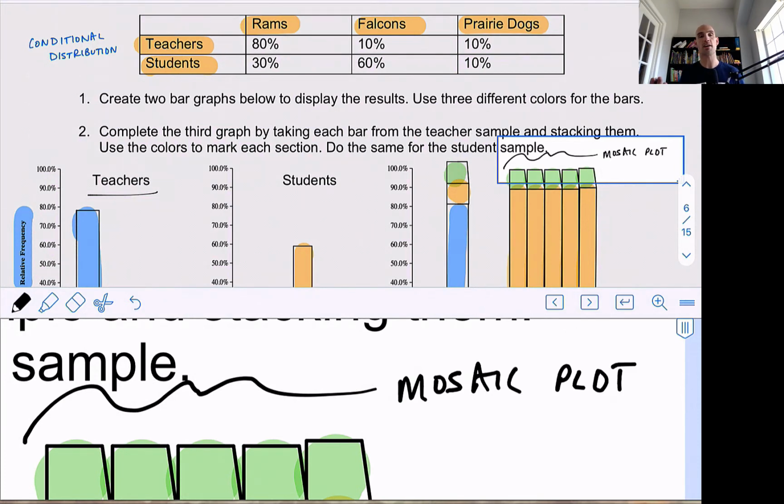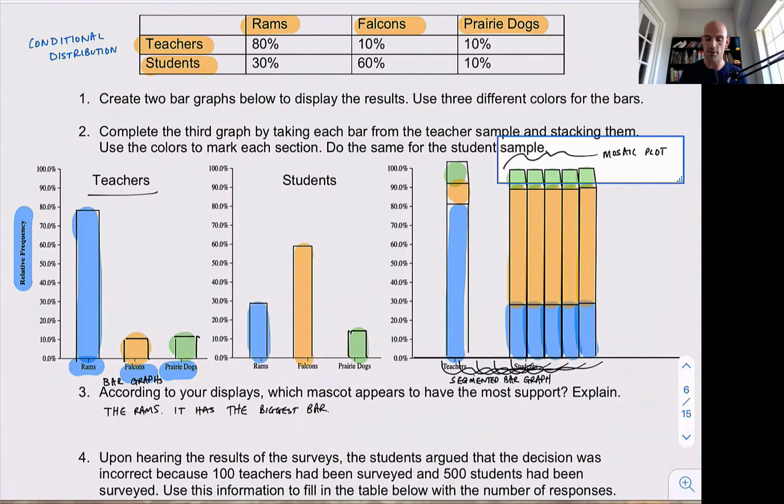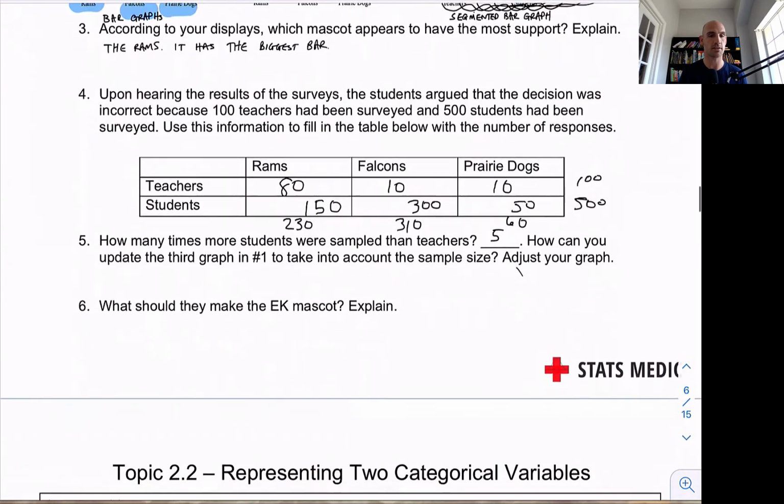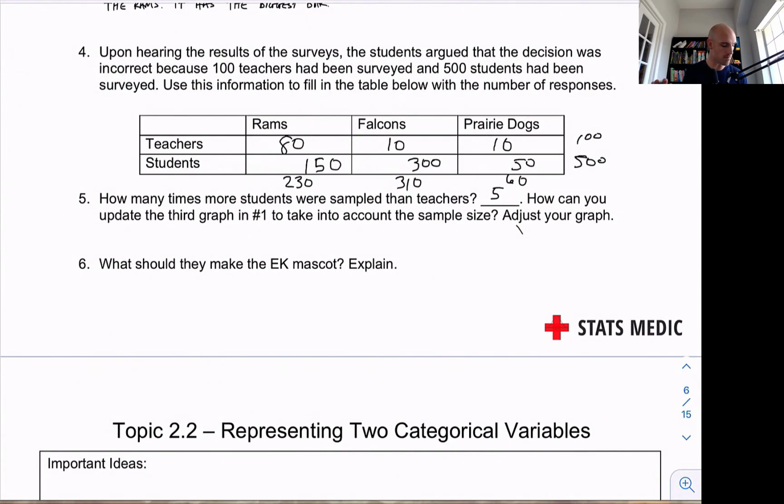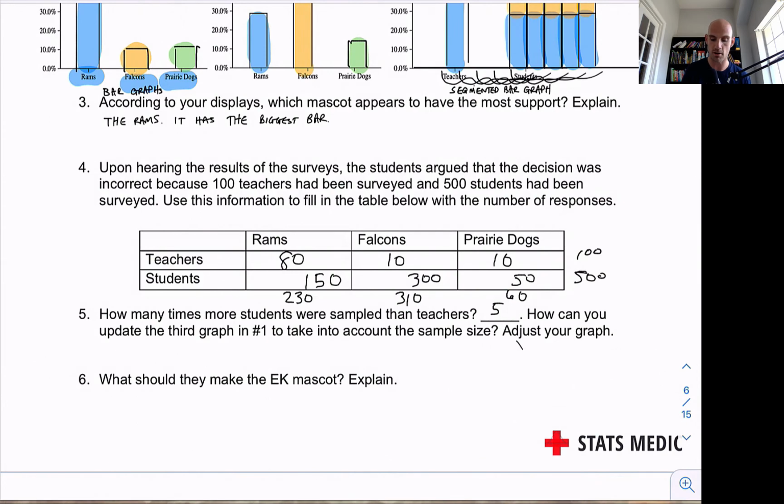A mosaic plot takes into account not just the relative frequency, but also the population, the raw numbers or the sample size of what we actually answered. So what should they make the mascot? It's obviously the Falcons, because by area, it would have the most people. That's represented right here in this chart. Falcons were 310, the total number of people.